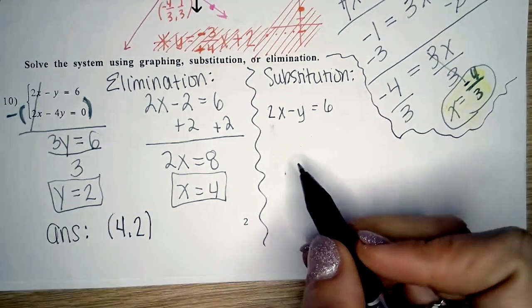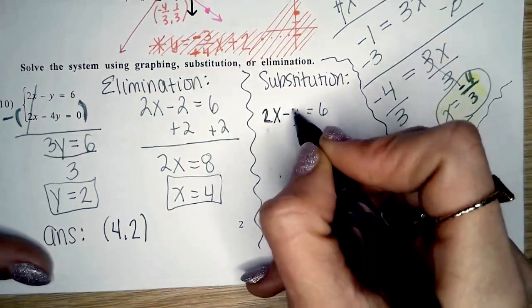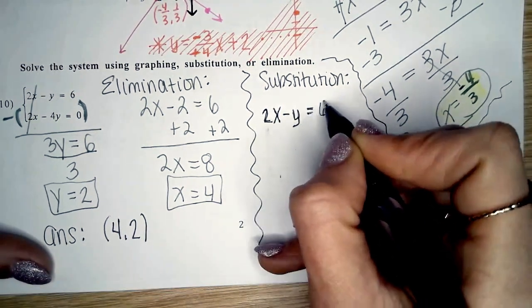How do I get y alone? What should I do first, JR? What should I do first to get y by itself? Add the 2 back, multiply the 2 back. Good, subtract 2x from both sides.